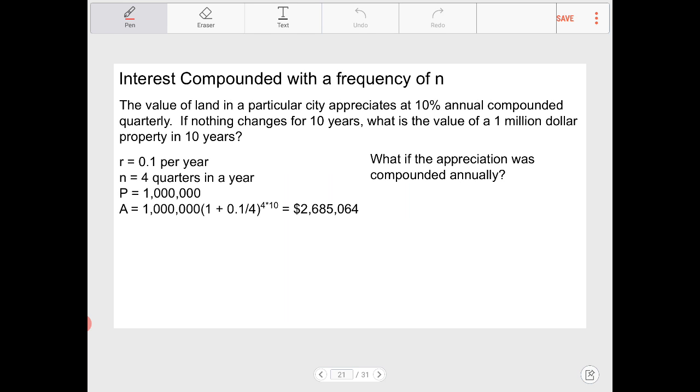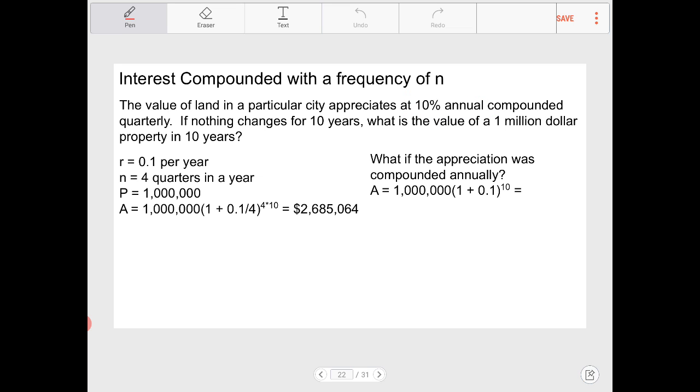Well, what if the appreciation was compounded annually? Like I said before, because the assessment comes out quarterly, that causes more hype in the market. So let's say the assessments came out annually, and that would perhaps cause a decrease in hype. So what if the situation here was compounded annually, meaning we're only going to see growth happen once a year? Still at 10% annual, how would that affect the value of the property in 10 years?